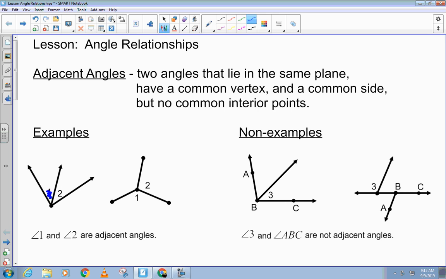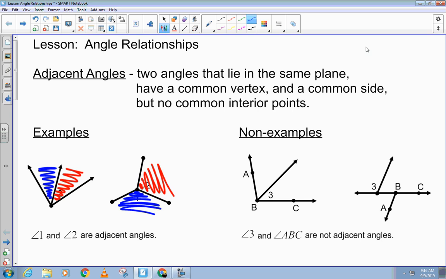So angle 1 here and angle 2 are adjacent angles. Okay, they're right next to each other. The only thing that they share is this vertex and the ray that separates them. That is adjacent. This is another pair of adjacent angles, this angle 1 right here and this angle 2 right there. Again, the only thing that they share is the vertex and the ray that separates them. So these angle 1 and angle 2 are adjacent.